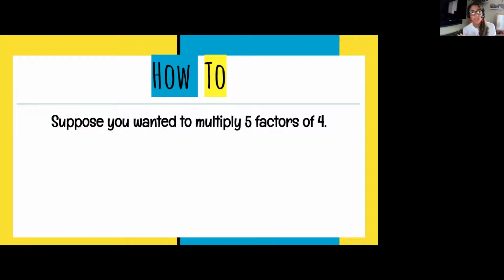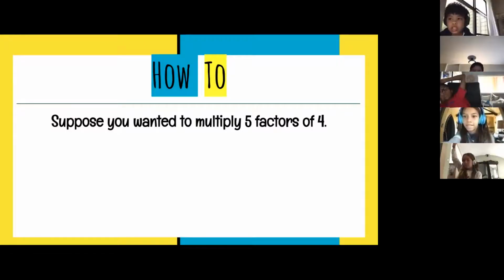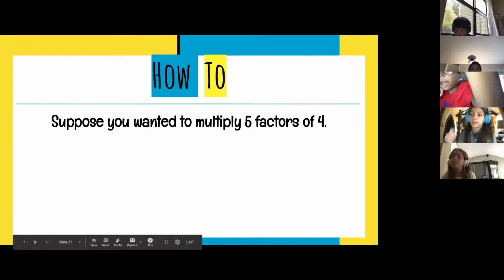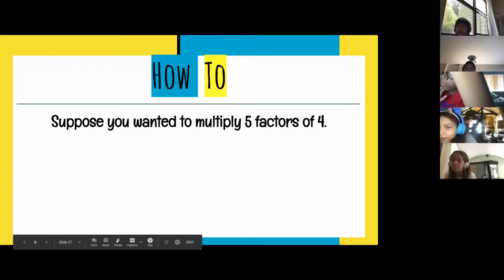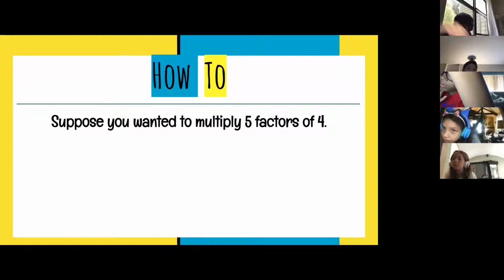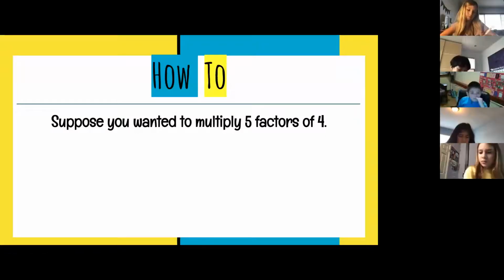All right, so suppose you wanted, and this one's a little bit shorter, suppose you wanted to multiply 5 factors of 4. So what's the factor you're using? What's the number you're multiplying? I said 5 factors of 4. What's my factor? Dominic? 5. No, that's telling me how many factors I have. Okay, 5 factors of 4. Yeah, 4 is my factor.